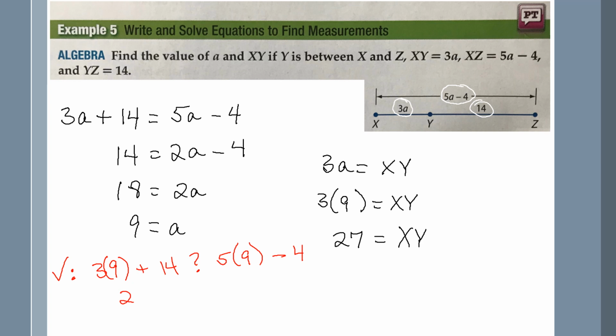So that's 27 plus 14. Is that equal to 45 minus 4? Well, 27 plus 14 is 41, and 45 minus 4 is 41. They came out equal. We did it right. Okay, we did a little check here at the end. If you're unsure about your answer, it never hurts to plug in and check it.